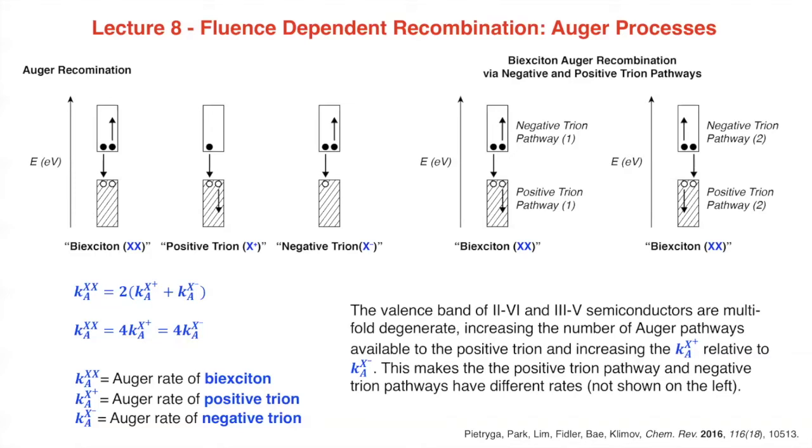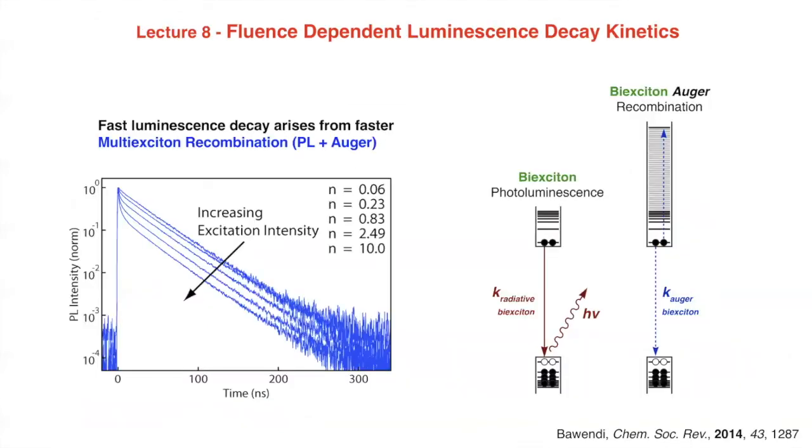Now, these things also ignore the multifold degeneracy. So it turns out that the valence band and conduction band don't have the same degeneracy in many different materials, and so we would have to further modify this picture.